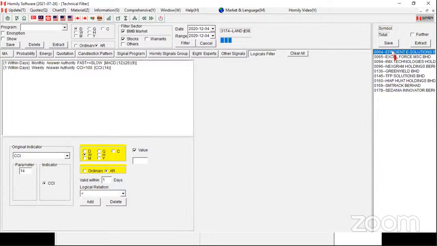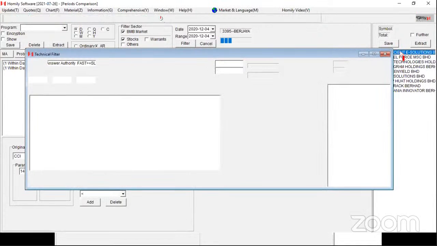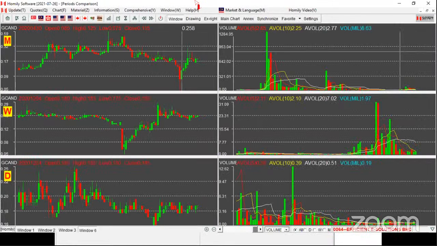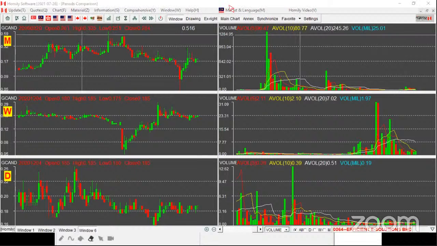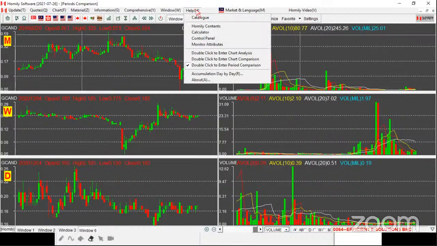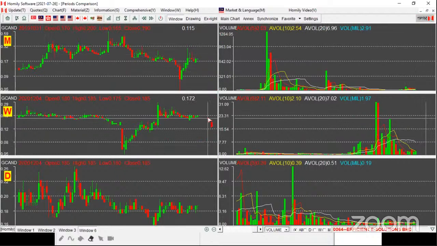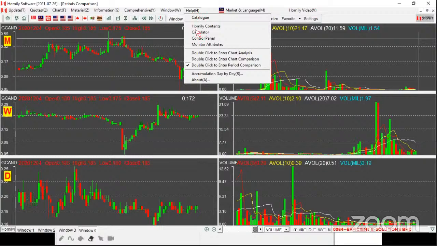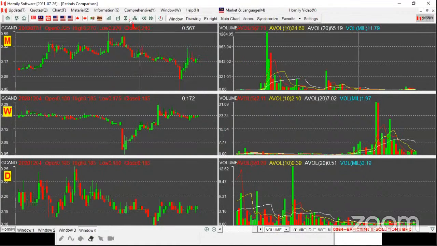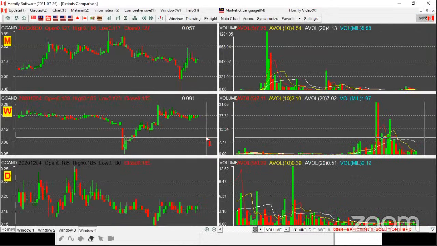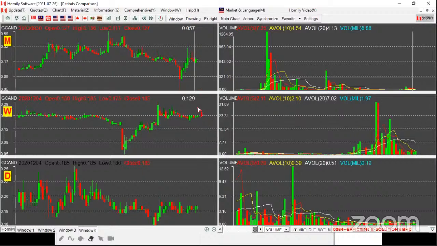So the first one is Efficient E-Solutions. Let's double click to analyze. You know why when I double click it just comes into the period comparison? It is because I have set it as the default. You need to choose double click to enter period comparison. So just now, once we filter the shares, you double click, then it will go to the period comparison template.